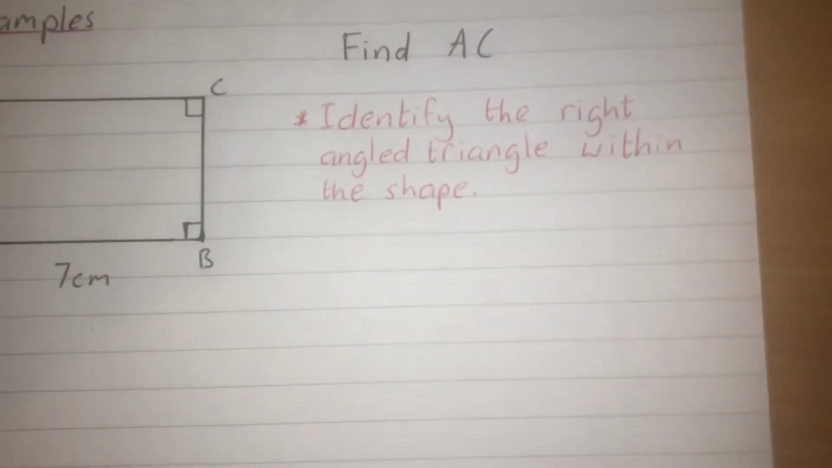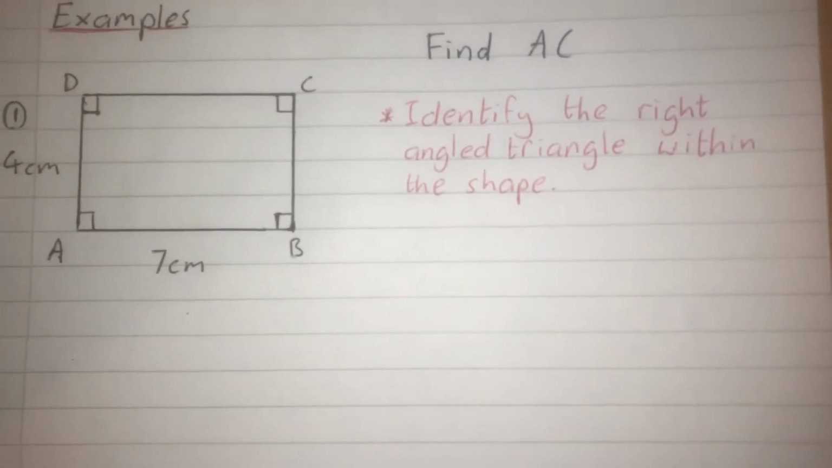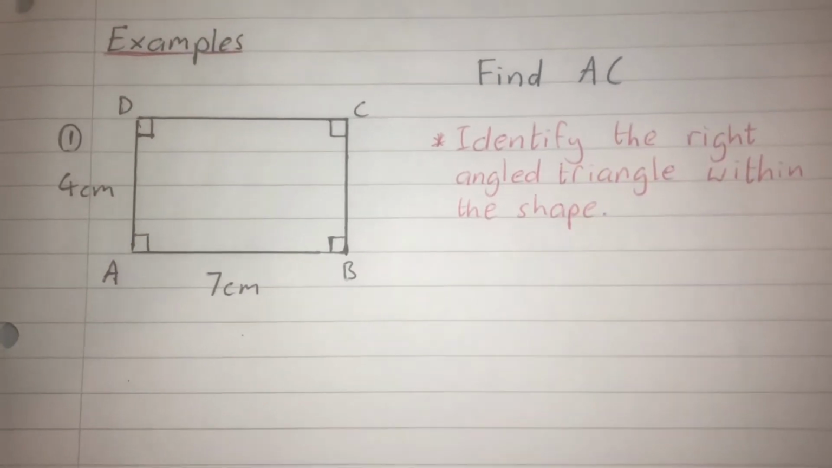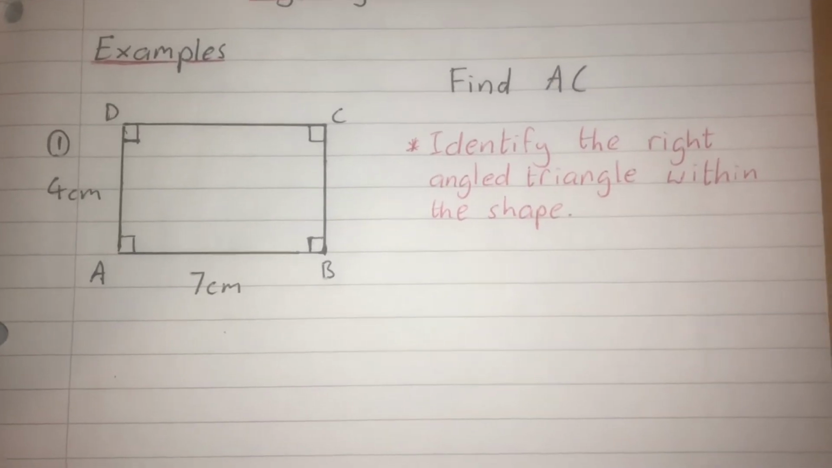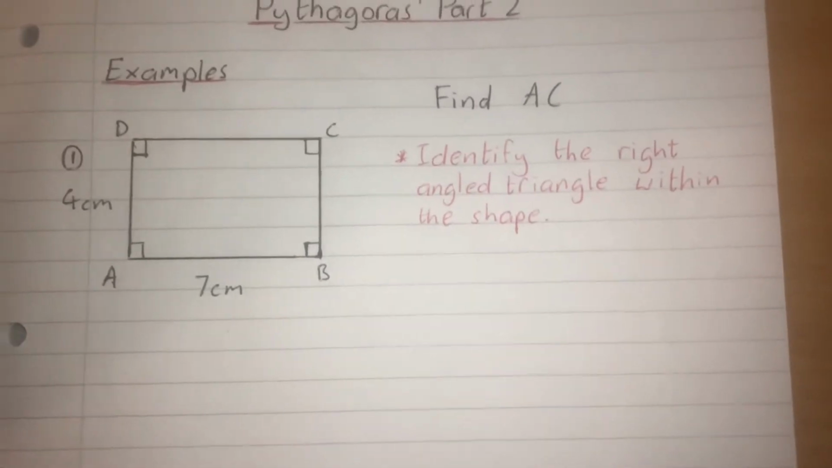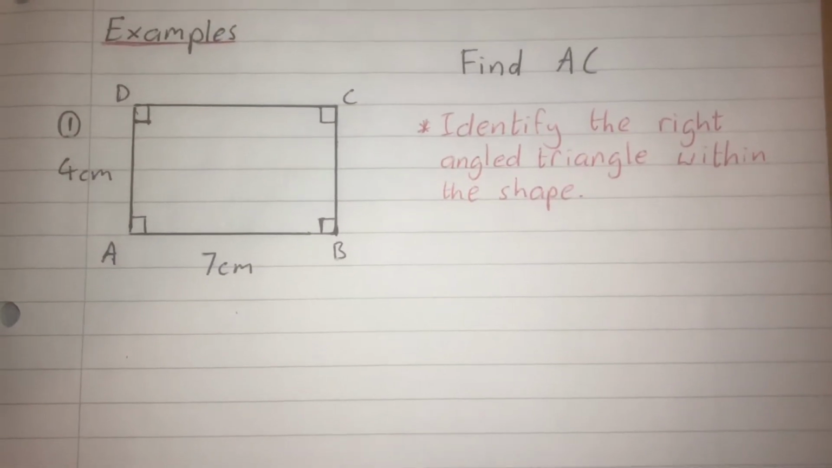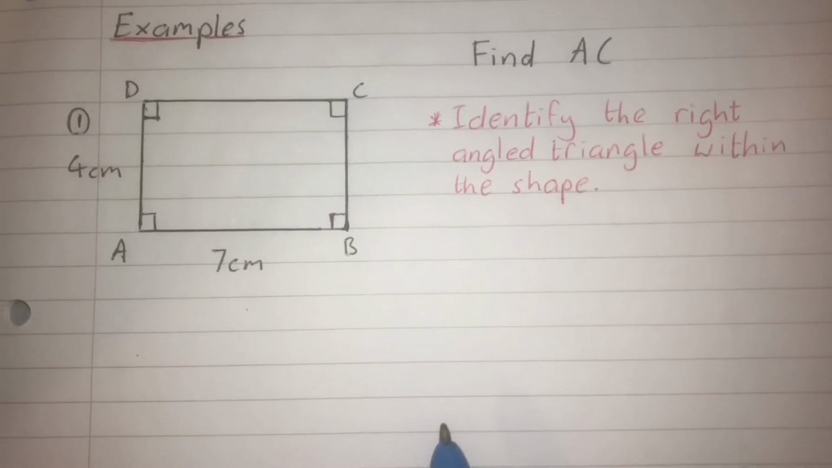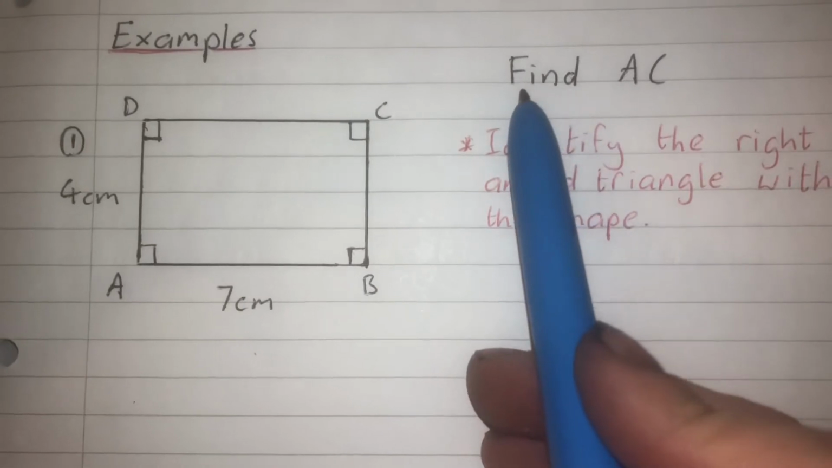Rather, what we have to do here is identify a right angle triangle within the shape, or in the case of a worded question, visualize where we would have a right angle triangle present. So we'll get stuck into the examples. In this first example here, we're not actually dealing with a right angle triangle, we're dealing with a rectangle. So we've been asked to find the length AC.